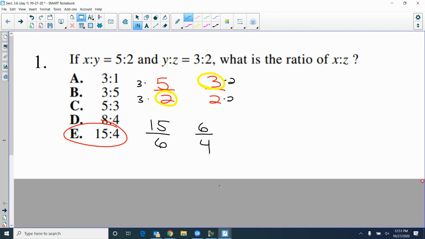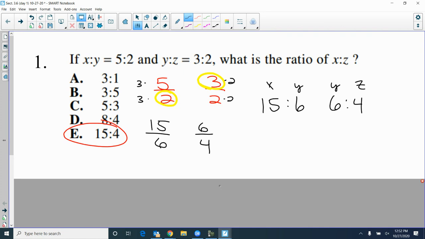So if you got 15 is to 6, and then 6 to 4, so you got x, y, y, z, the ratio of x to z would then be 15 to 4. Hopefully that makes sense. I'd have to look a little bit further. We can just multiply straight across and see if that'll hold. Okay, I think it will, but I'm not positive.